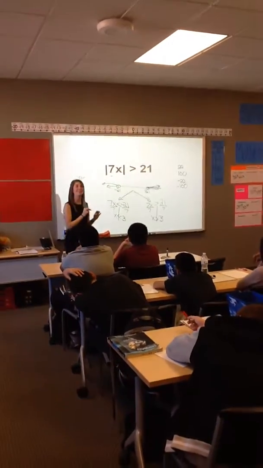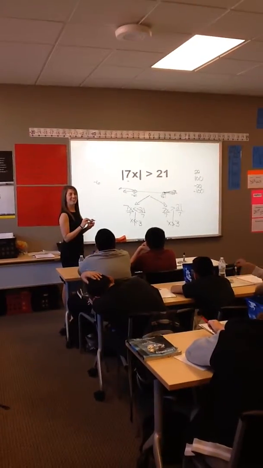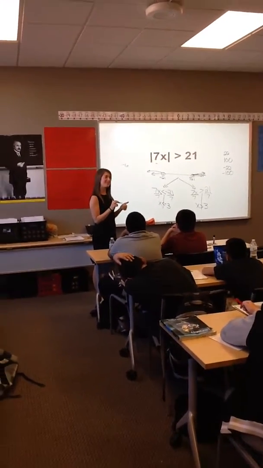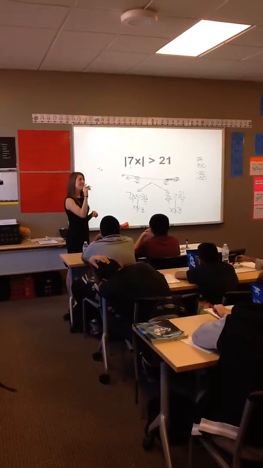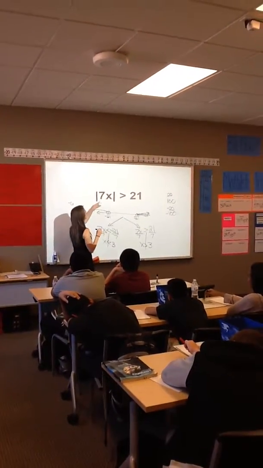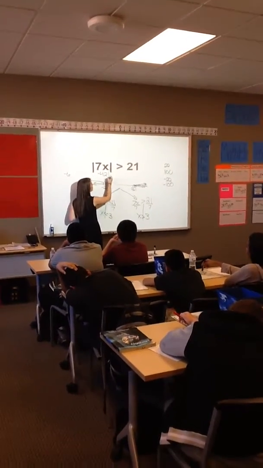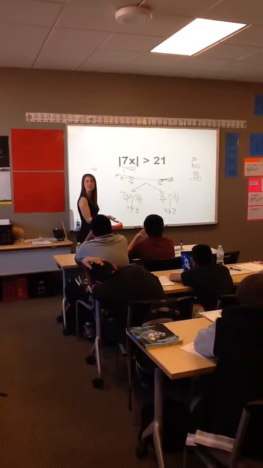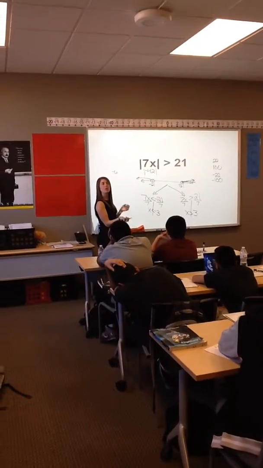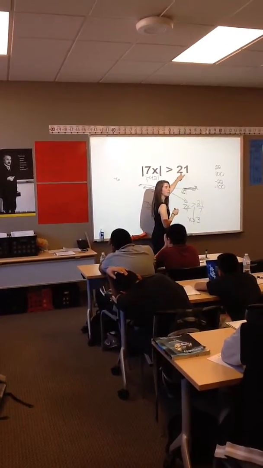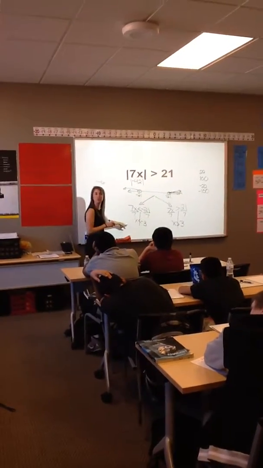7 times 6, Harley, help us out. Isn't it like 42? Do we agree with that? Yes. Positive or negative? Negative. So negative 6 times 7 is negative 42. Perfect. Absolute value brackets. What's the absolute value of negative 42? 42. Is 42 greater than 21? Yeah, so this one's right, for sure.